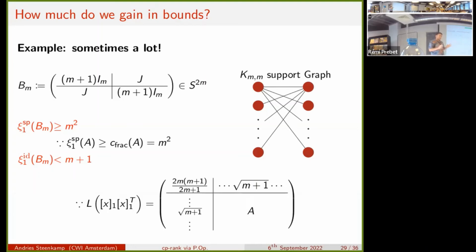c_frac is the fractional version of the clique edge cover of a graph. The clique edge cover is the minimal number of cliques that you require in order to cover every edge in the graph. And the fractional version is basically you write the IP and then you just relax the integer constraint. And that is m squared. It's one for every edge.